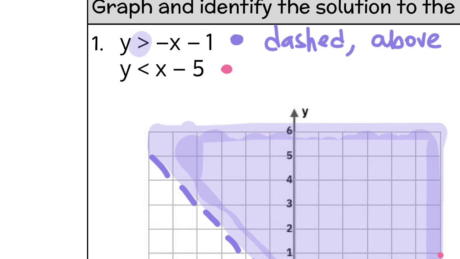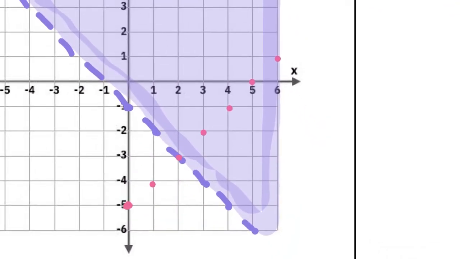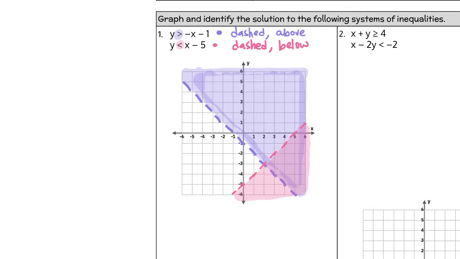Now let's take a look at the symbol. It's a less than symbol, so that means that, again, this is going to be a dashed line, only this time we're going to shade below. So let me draw the line and then we'll do our shading. So dashed line. And shade below. So that would be down here. Okay, and that's the system of inequalities. It's basically just two inequalities on the same graph.